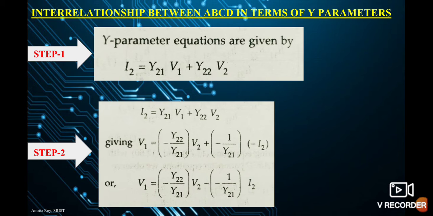Next is the interrelationship between ABCD in terms of Y parameters. So we will write down the Y parameter equation as I2 equals Y21 into V1 plus Y22 into V2, giving V1 equals minus Y22 divided by Y21 into V2 plus minus 1 by Y21 into minus I2. So V1 will be equal to minus Y22 divided by Y21 into V2 minus of minus 1 by Y21 into I2.